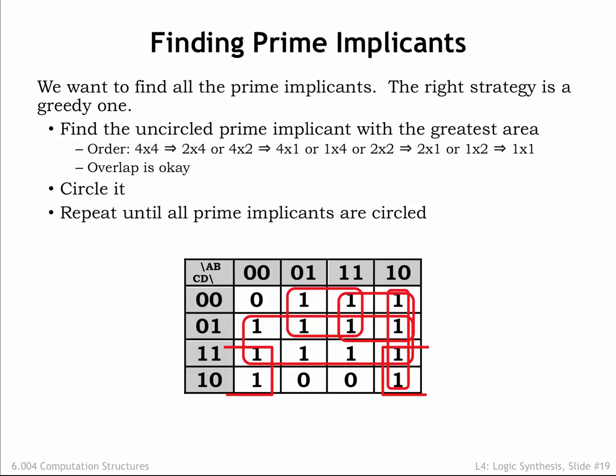Notice that we're always looking for the largest possible implicant, subject to the constraint that each dimension has to be either 1, 2, or 4. It's these largest implicants that will turn out to be prime implicants. Now that we've identified the prime implicants, we're ready to build the minimal sum of products expression.